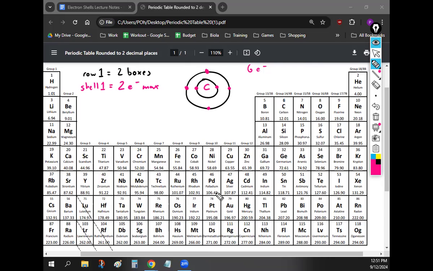Couldn't you also put all 6 on the second shell? You cannot, because that's where the next rule is. I'll bring it back up, but you have to start inside out.